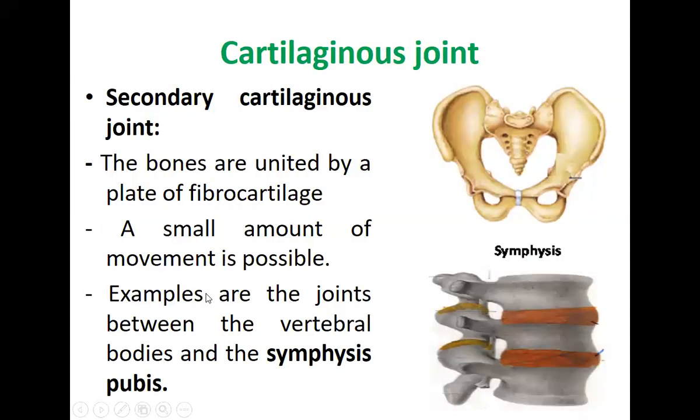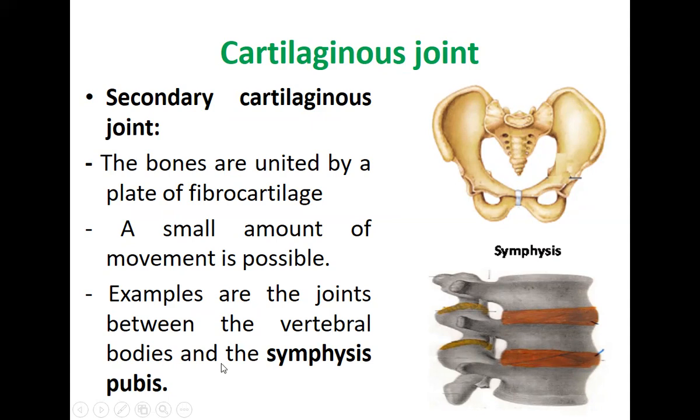The examples are the joints between the vertebral bodies. This is the first vertebra, this is the second vertebra. In between them, there is a cartilaginous joint. Between the second and the third, again there is a fibrocartilage structure fusing these two bones. So this is called the secondary cartilaginous joint.